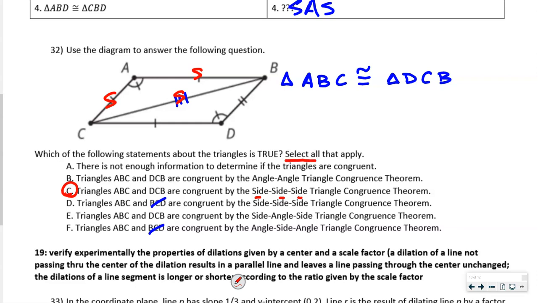Remember, if it says select all that apply, to get the question right, you have to choose all the correct answers. So then also, we have side, angle, side. We do. Okay, so side, angle, side. And angle, angle does not prove congruence, y'all, so that's not going to be one either. It only proves similarity. And so then the last one is going to be side, angle, side. It's going to be E.